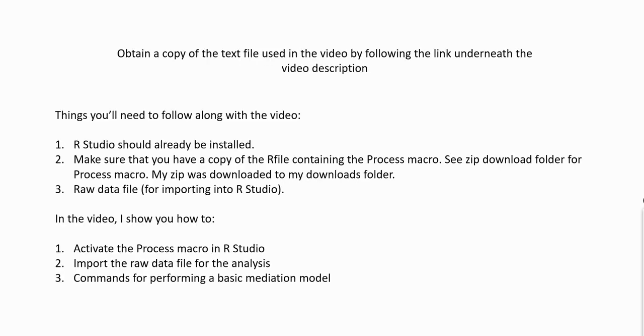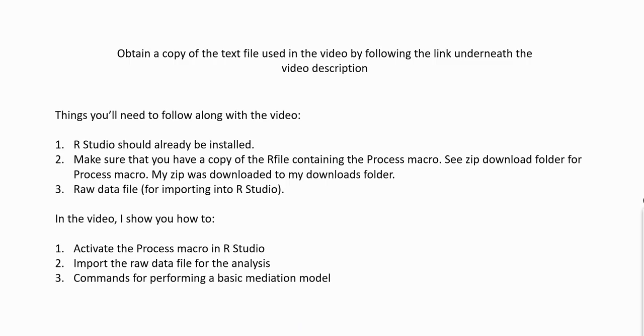Before we get started, there are a few things that you will need to have in order to follow along with the video. First off, you need to have a copy of RStudio already installed, so make sure that you've done that. Secondly, you will need to have a copy of the R file containing the PROCESS macro, and you can obtain a copy of this by going to Hayes' website and downloading a zip folder that contains the PROCESS macro. There are several different versions within that folder, and within that contains the R file script.